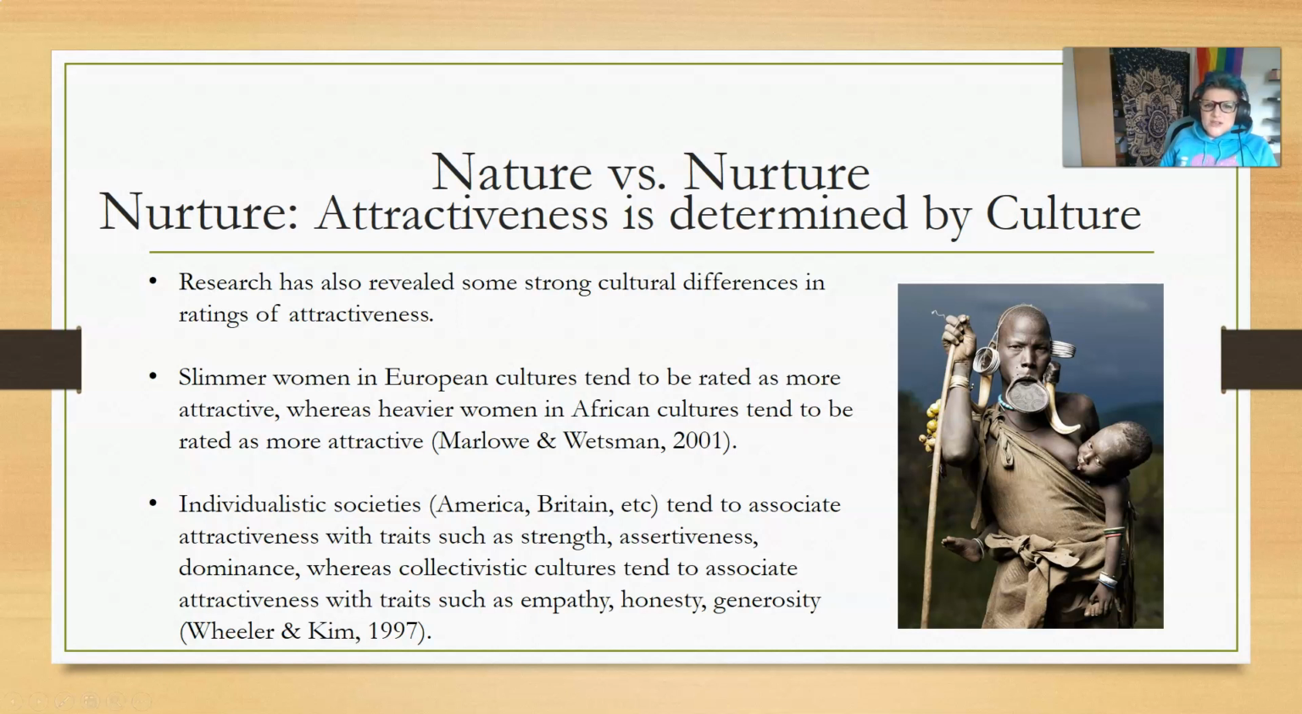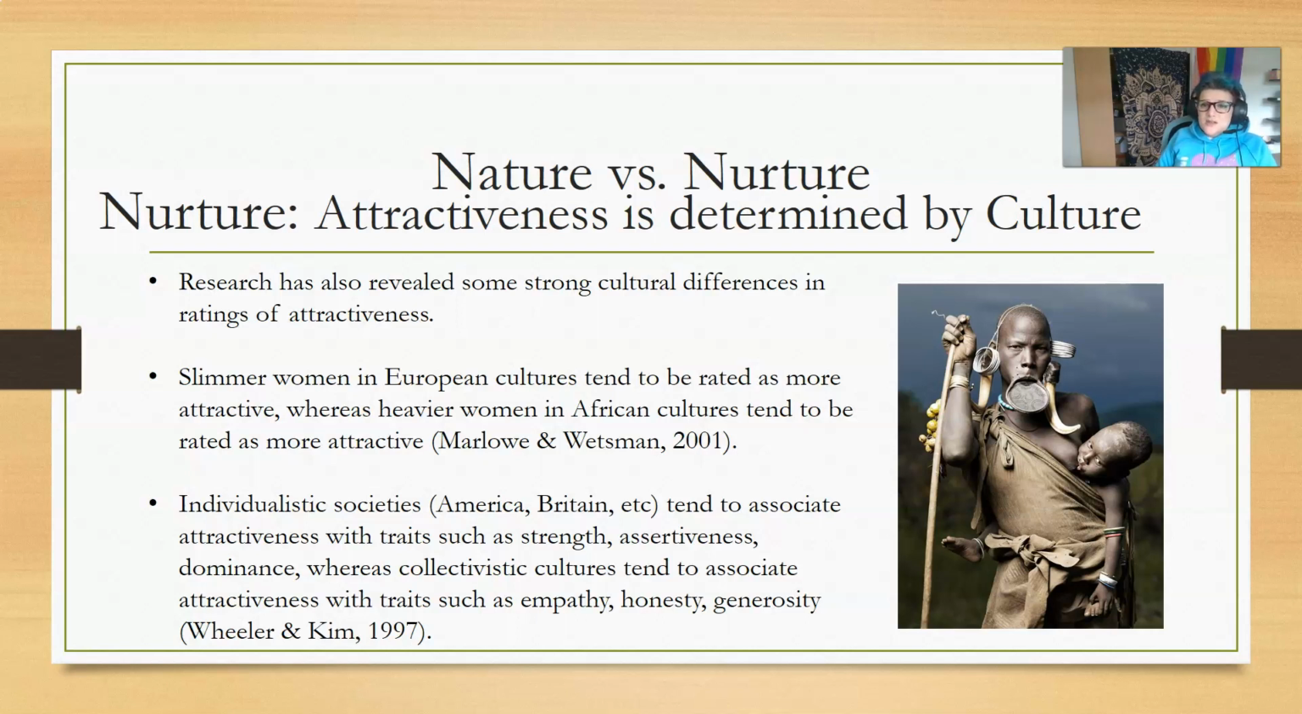Individualistic societies such as America and Britain, etc., tend to associate attractiveness with traits such as strength, assertiveness, and dominance, whereas collectivist cultures tend to associate attractiveness with traits such as empathy, honesty, and generosity. So again, depending on where you are in the world has a massive influence on who you might find attractive, because it will depend on how you're raised.